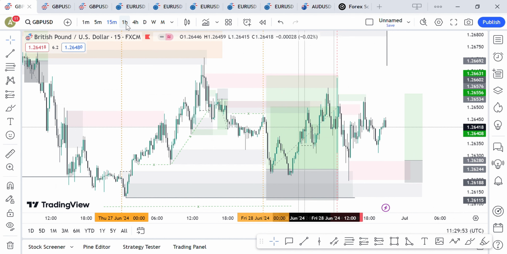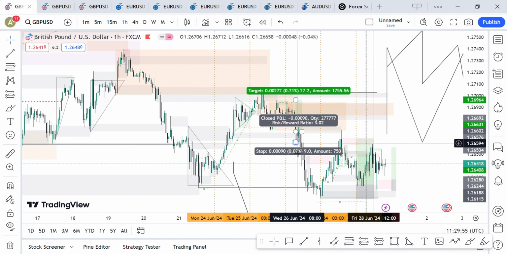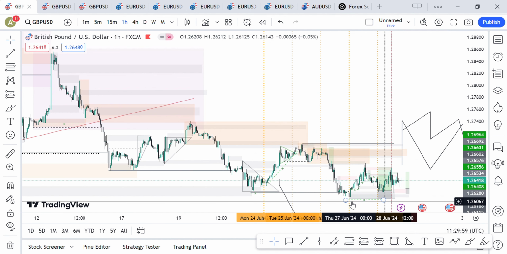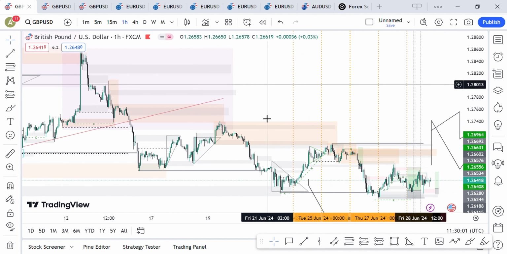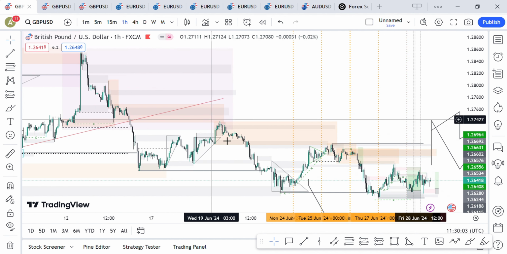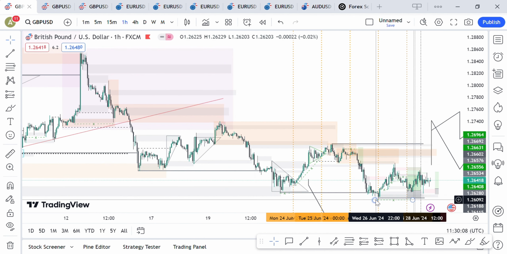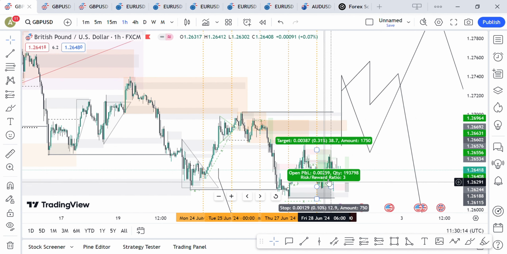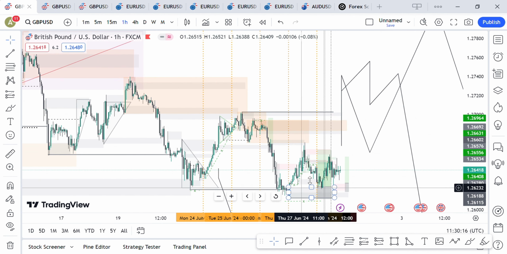So what am I expecting on the GU? With the GU also, we had this break of structure, and as you can see, we are actually in a downtrend, because we have this lower low, then lower high, then broke again and made a lower low. So all this while during this week, we have been going to the downside.